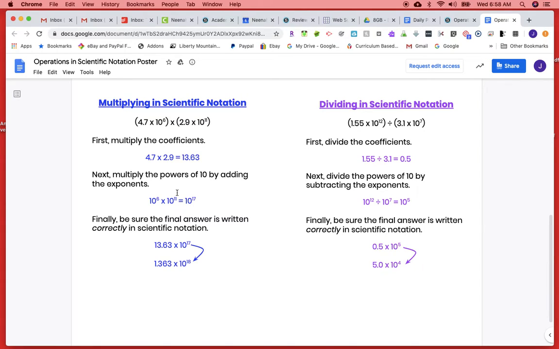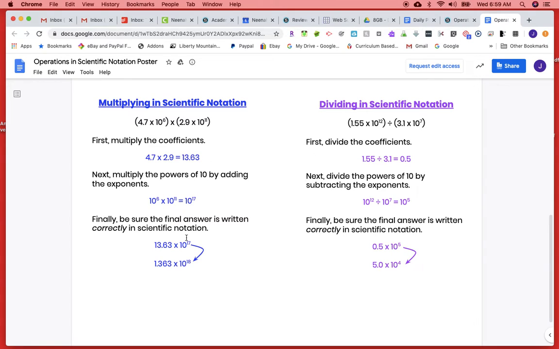Next, we need to multiply the powers of 10 by adding the exponents. So we have 10 to the 6th and 10 to the 11th. So we're going to add 6 plus 11, which is 17. So we have 10 to the 17th. Finally, we're going to put it together. So we have 13.63 times 10 to the 17th.